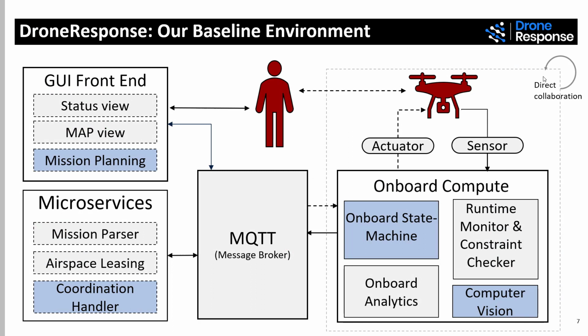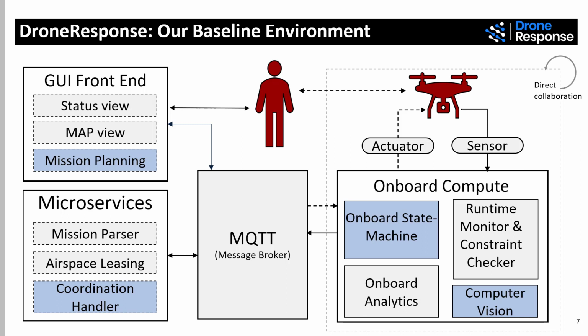The drone response ecosystem includes multiple drones. You can see them on the right-hand side showing the onboard compute capability, including the state machine and computer vision pipeline. Over on the left-hand side, you can see the front end. This is actually a full stack system in its own right, providing various graphical user interfaces or GUIs to support human input and situational awareness, and a server for storing and retrieving data, including reusable missions. Drones, the front end, and microservices, which I'm going to mention in a minute, are all connected through an MQTT server. This is basically a message broker which forwards messages across the ecosystem.